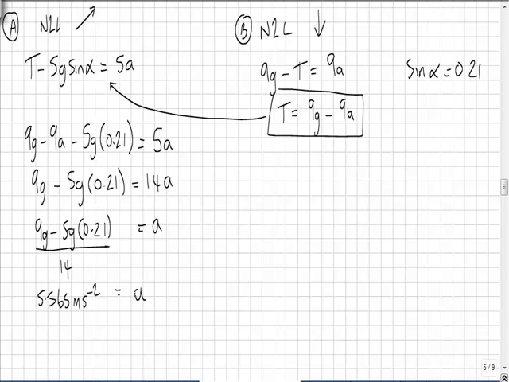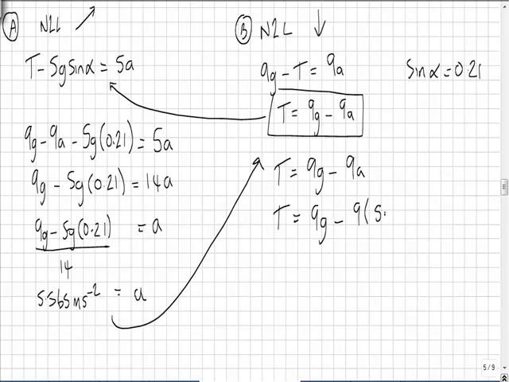Once we have the acceleration, we can put that directly back into this equation we used to substitute, knowing that T is now equal to 9g minus 9a. So T is equal to 9g minus 9 lots of the 5.565. So T is equal to 38.115 newtons.